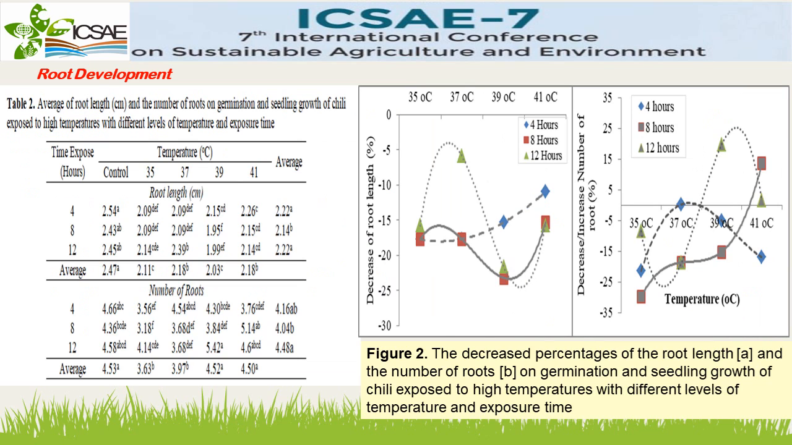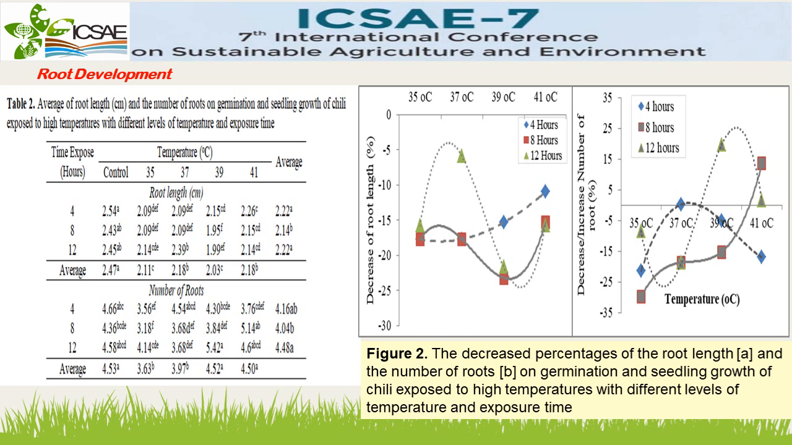Then root length. We can see that root length is reduced because of high temperature and exposure duration. The highest root length was obtained in the control plant, and the smallest root length was obtained at a temperature of 39 degrees Celsius with 8 hours of exposure, 1.95 centimeter, or lower by 23.23%, but it is not significantly different from the treatment of 41 degrees Celsius with exposure duration of 8 to 12 hours.